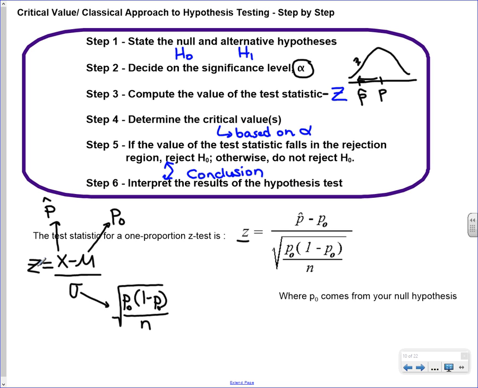So the z formula tells us how many standard deviations our observation is from the mean of the distribution, right? So the original formula we started out with was z equals x minus mu over sigma. Now, how can we transform that into something we can use in this situation? Well, first we want to think of where our data is. We're looking at data that is in the sampling distribution of p hat, right?